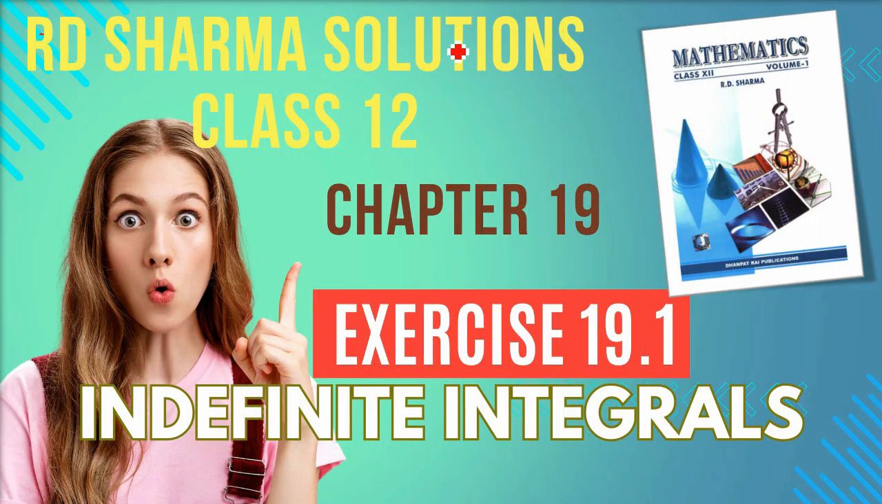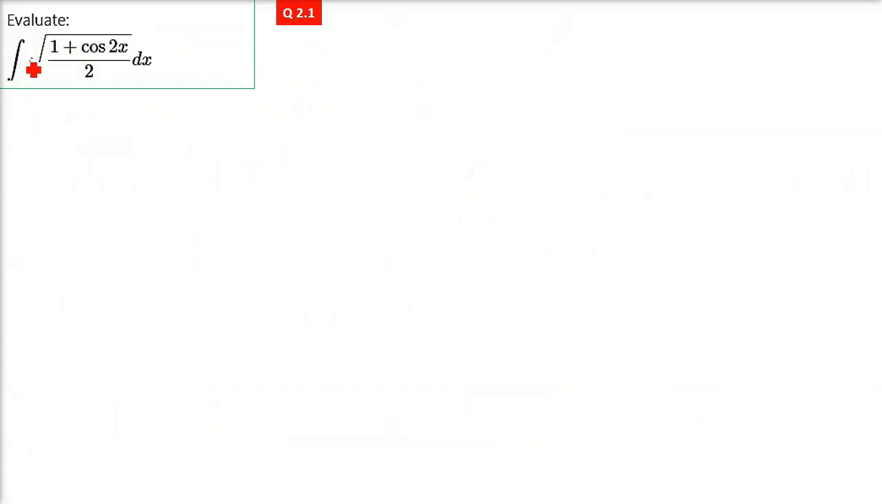This is RD Sharma Solution Class 12, Chapter 19, Exercise 19.1. Indefinite integrals we are taking. Evaluate the integration of under root 1 plus cos 2x by 2 dx.